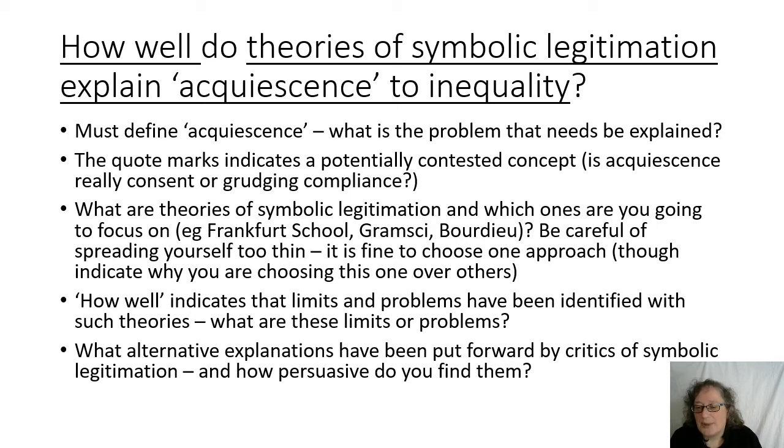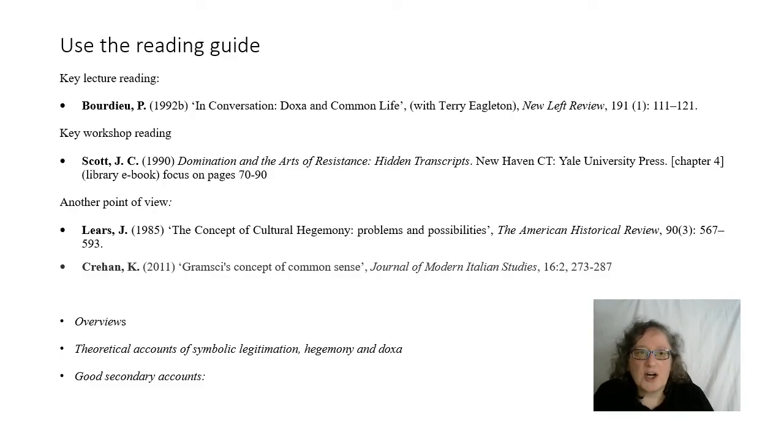For this topic, you're only being asked to assess the arguments of Scott. How persuasive do you find those arguments? Do you still think we need a bit of symbolic legitimation in the mix to explain what's going on? And if so, what kind of balance are you going for? Again, use the reading guide to help you focus in on specific arguments for this essay. The key readings were Bourdieu, who, in argument with Terry Eagleton, who himself makes some criticisms of Bourdieu's stance, as well as James Scott. Really focus on pages 70 to 90 for that piece.